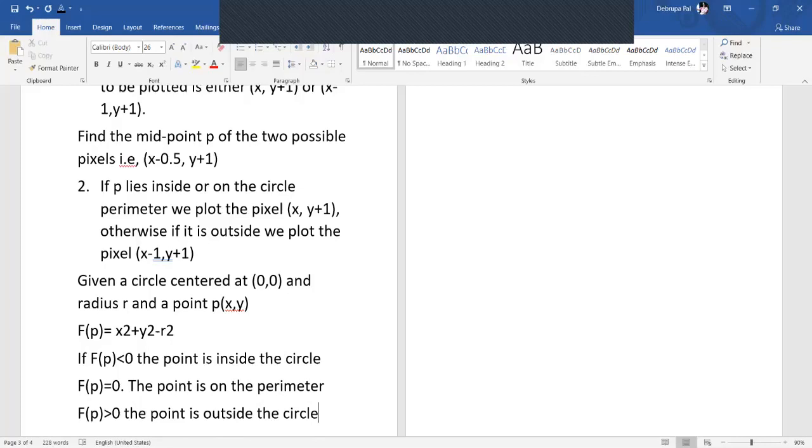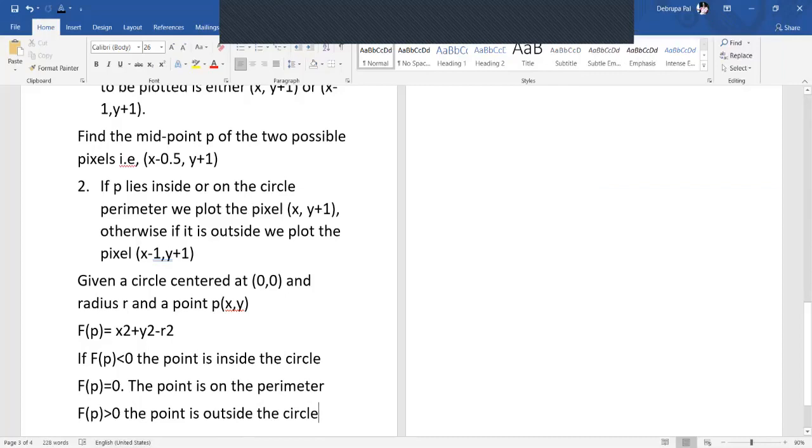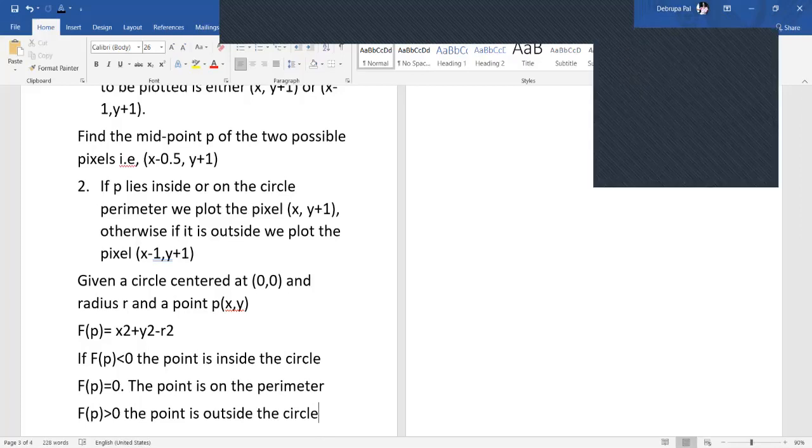So today we learned about two types of circle drawing algorithm. One is Bresenham circle drawing algorithm. Another is midpoint circle drawing algorithm.